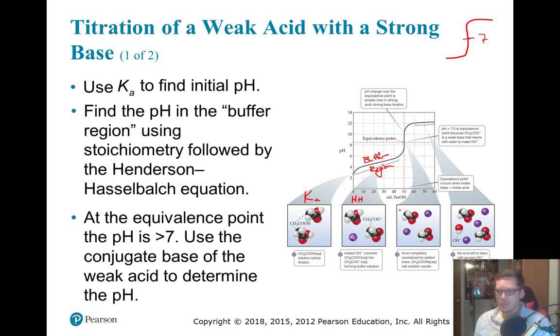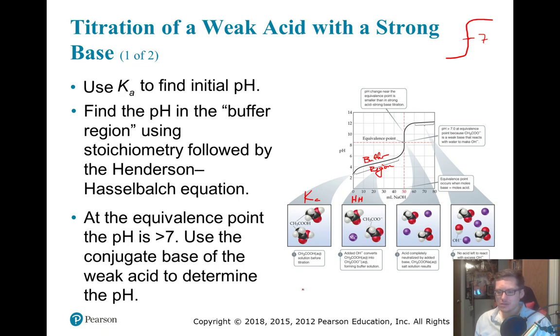Once we've reached our equivalence point, remember our equivalence point is when the moles of the acid are equal to the moles of the base. So once we've added just as many moles of hydroxide as there were hydronium to start with, we are at the equivalence point. Now notice here that we actually have a basic solution, and it's really interesting why this would be.